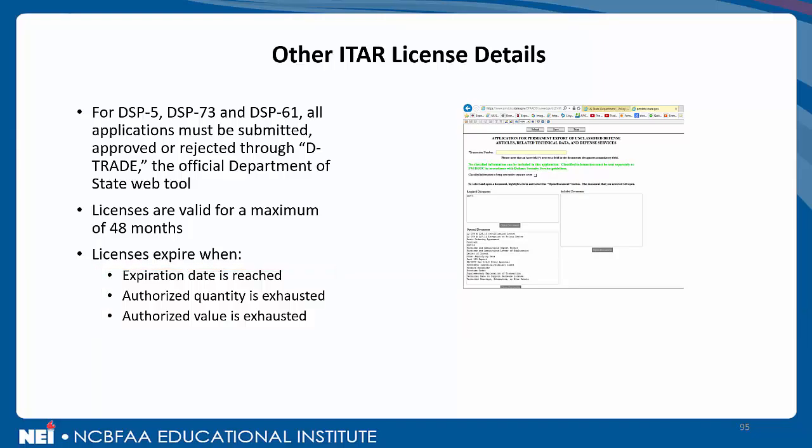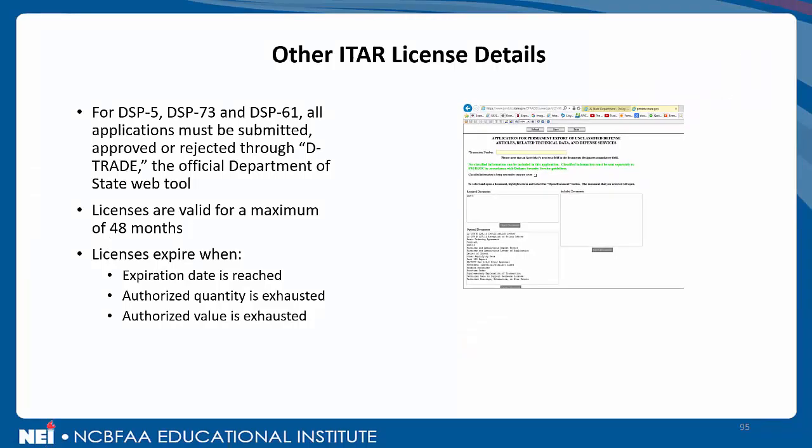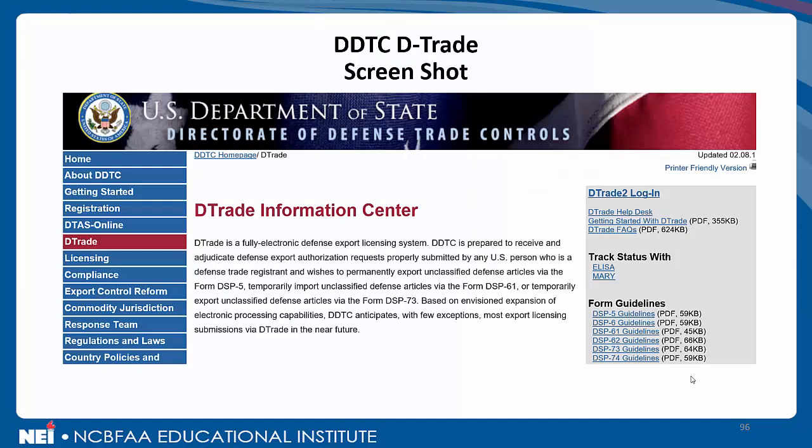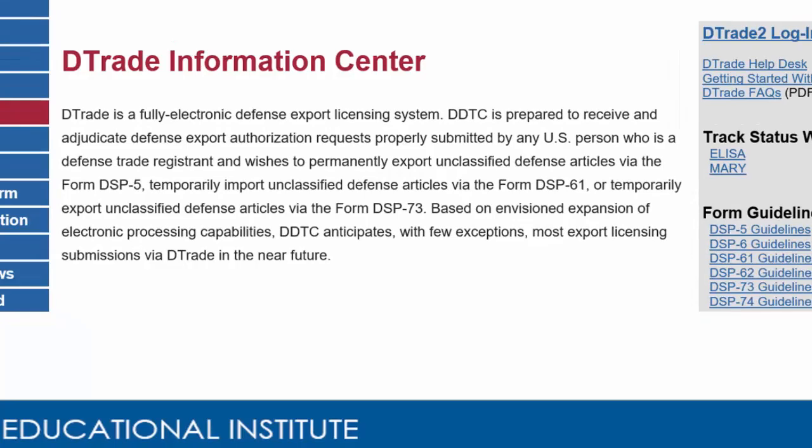Now we want to point out on the right-hand side of the page here, this is a screenshot we'll be showing in blown up form in just a moment, but it's that DTrade application page that we'll be showing you. Specifically, as it relates here, the application for permanent export of unclassified defense articles, related tech data, and defense services. This is the opening screenshot when one goes to the DDTC DTrade section of the Department of State Directorate of Defense Trade Controls' website. And we want to run through some of the details here to give people an idea of a good resource to work with, but also reiterate some of these key points that we've already made.